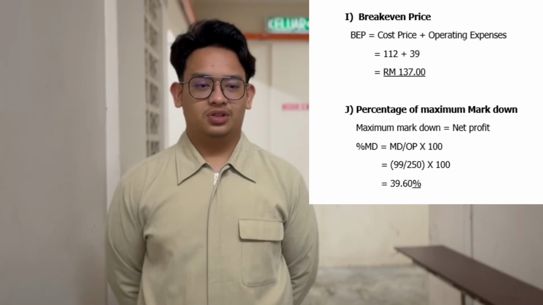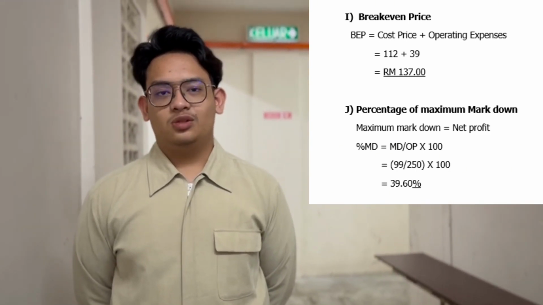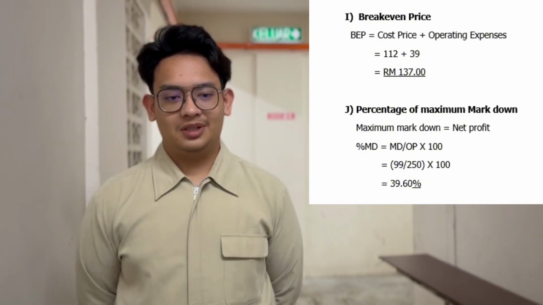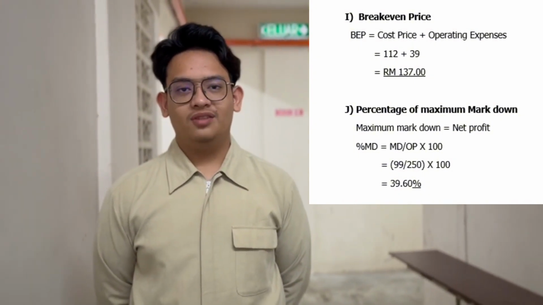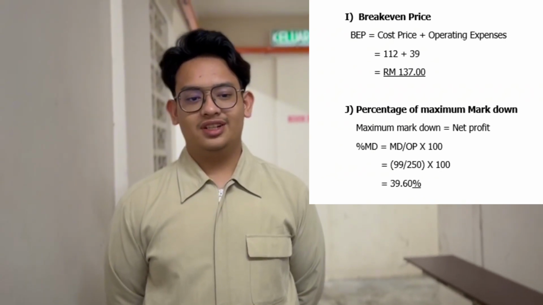So we get total is 123.21%. Next, for the question I is break-even price. Break-even price equal cost price plus operating expenses, and we get 112 plus 39. So the total up is 137 ringgit Malaysia.